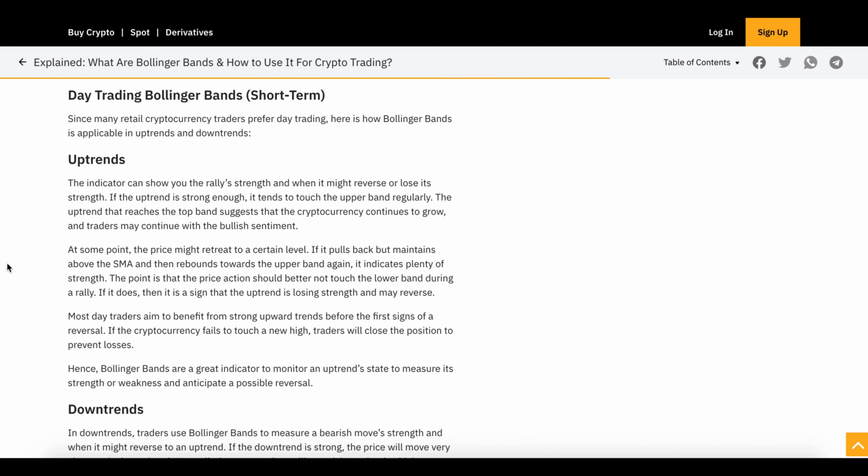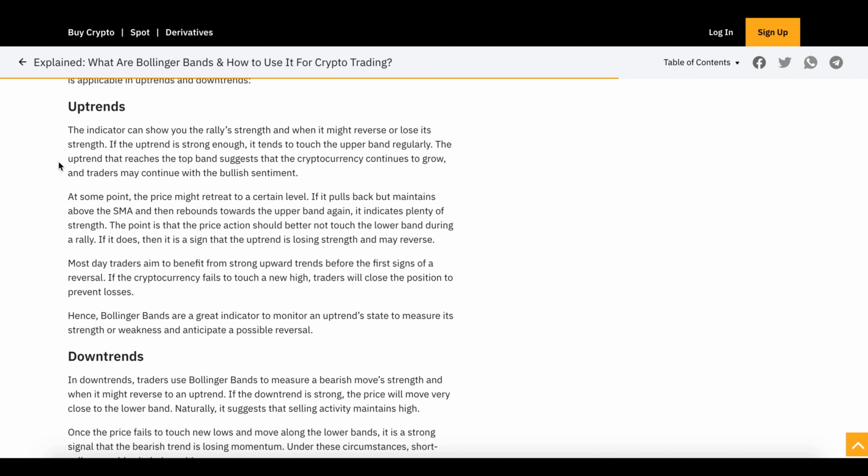Okay, now let's read about day trading with Bollinger Bands short term. Since many retail cryptocurrency traders prefer day trading, here is how Bollinger Bands is applicable in uptrends and downtrends. So uptrends: the indicator can show you the rally strength and when it might reverse or lose strength. If the uptrend is strong enough, it tends to touch the upper band regularly. The uptrend that reaches the top band suggests that the cryptocurrency continues to grow and traders may continue with the bullish sentiment. At some point, the price might retreat to a certain level.